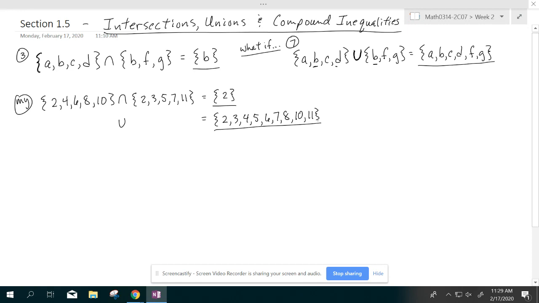So the top number is the intersection? Yeah. This one right here, that's intersection. And the one that looks like a U is union. Okay? And intersection takes where they overlap, and union takes everything. All of it. You know what I'm saying? Okay.